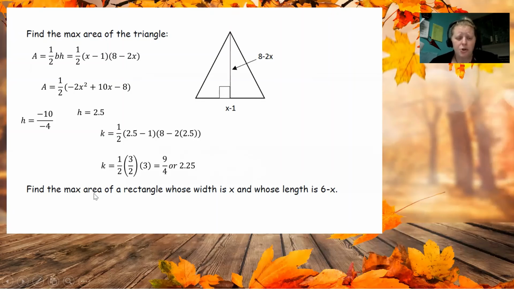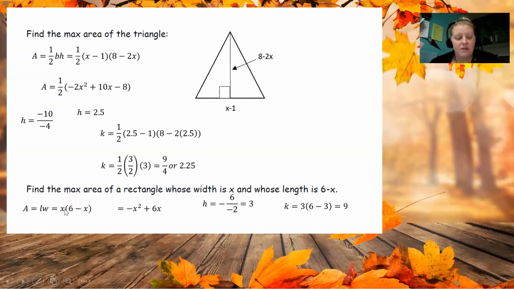So what I'd like you to do is pause the video, and draw a rectangle whose width is x and whose length is 6 minus x, and try to find k based on the area of that rectangle. When you finish, you can unpause the video, and I'll have the answer on the screen.